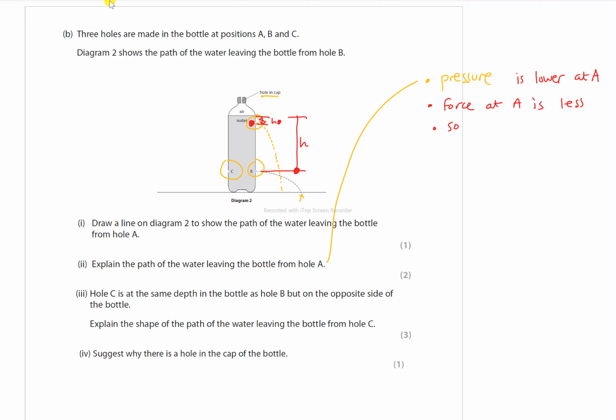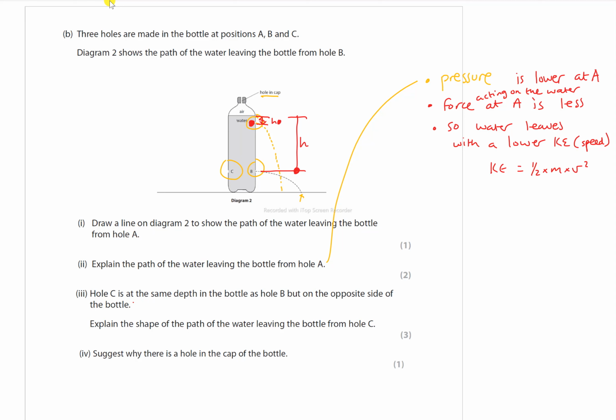So force at A is less. So force acting on the water at A is less. So water leaves with a lower kinetic energy or speed. Because remember, kinetic energy equals a half times m times v squared. Right.